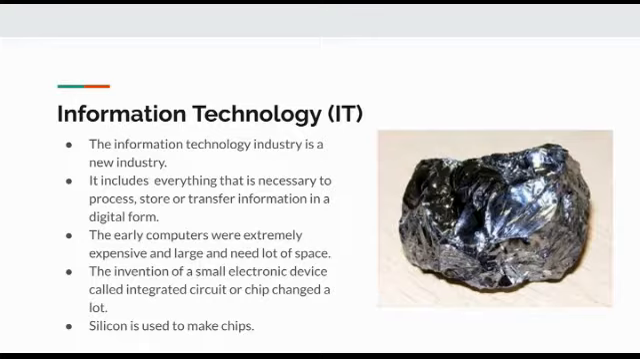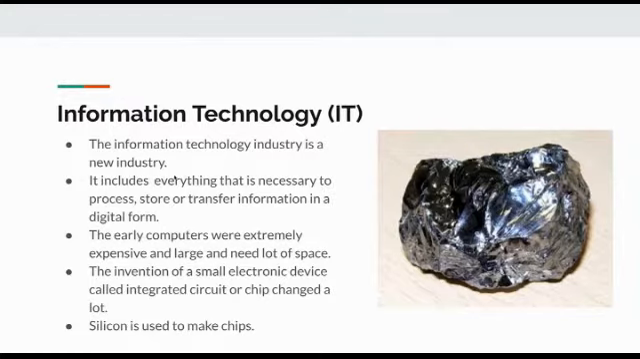In the later half of the 20th century, we see the development of certain electronic devices and software that made it possible to get information faster, cheaper, and more easily than ever before. Before that we were not getting this information. This information we are getting very quickly in this IT industry. Okay, so the early computers, that is about the IT industry.